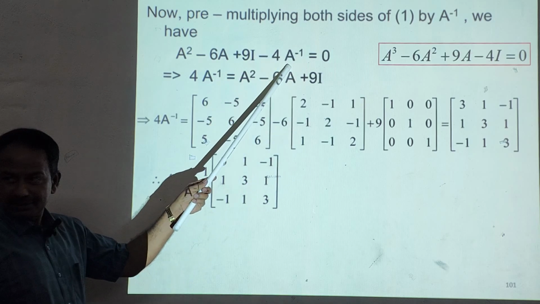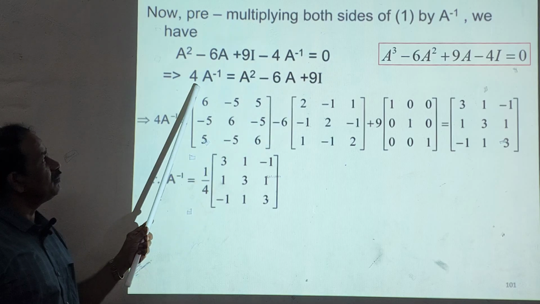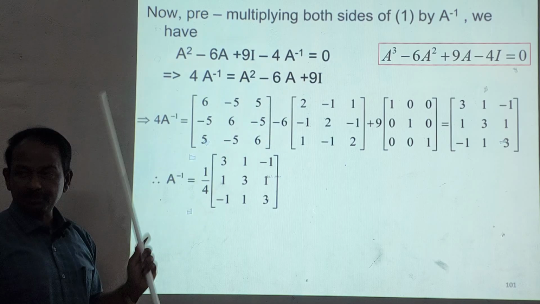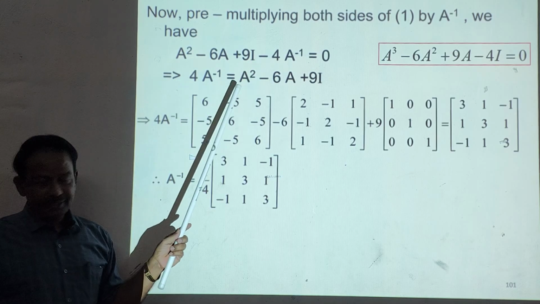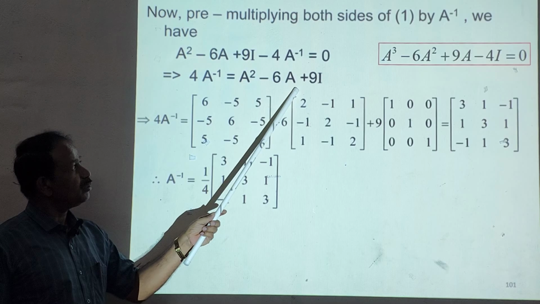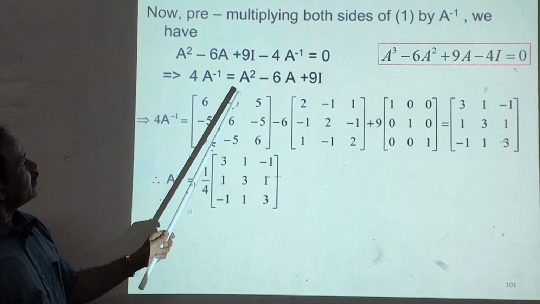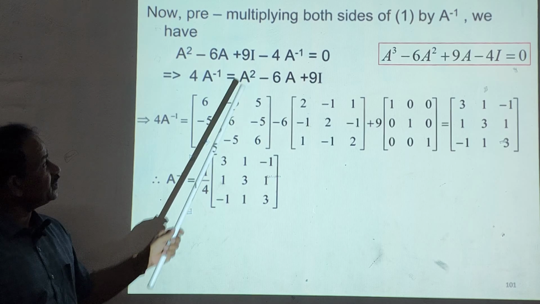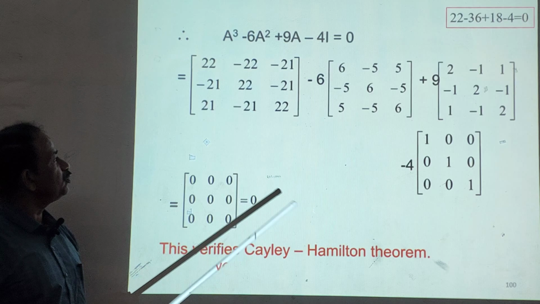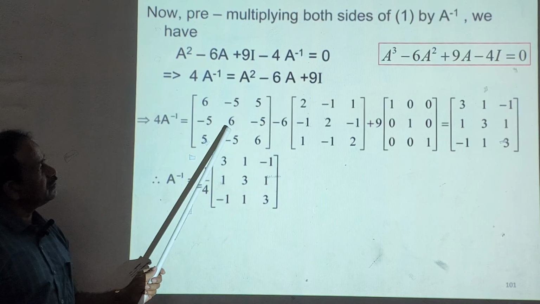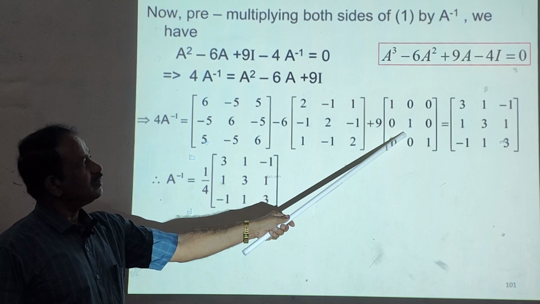Our aim is to find out A inverse. You just bring this term to that side. So, that will give you 4A inverse, and the remaining terms let them be like this. So, you have 4A inverse equal to A squared minus 6A plus 9I. A squared we have already found out earlier. See, we have A squared here. You substitute for A squared in A squared minus 6A plus 9I.